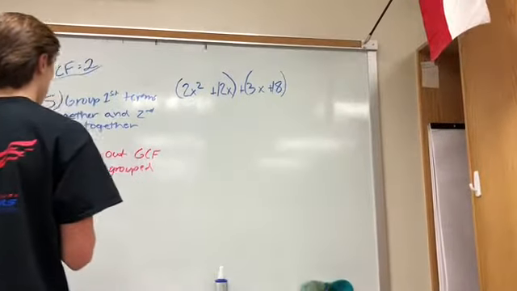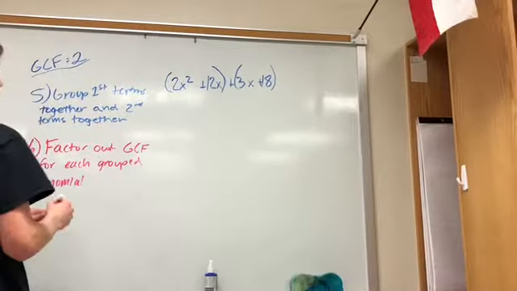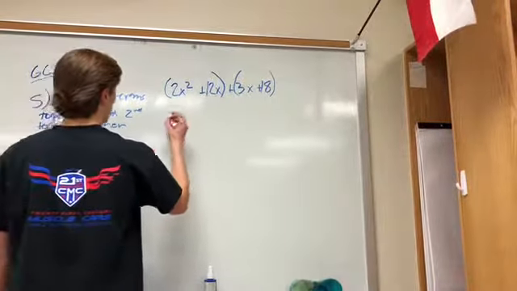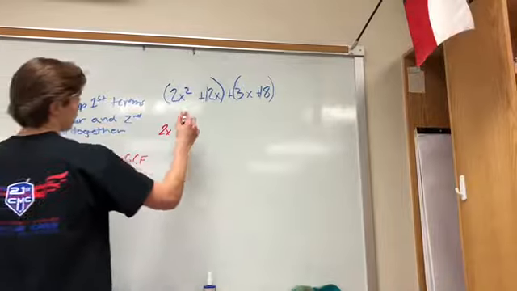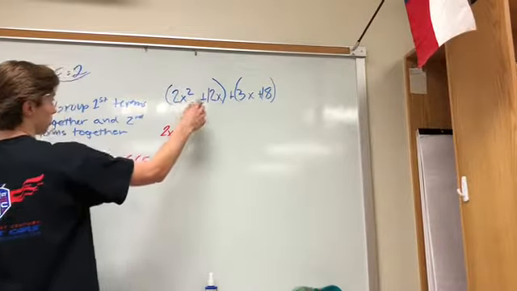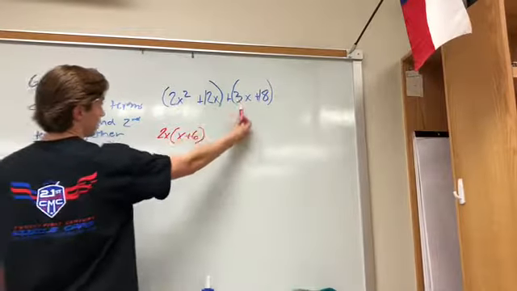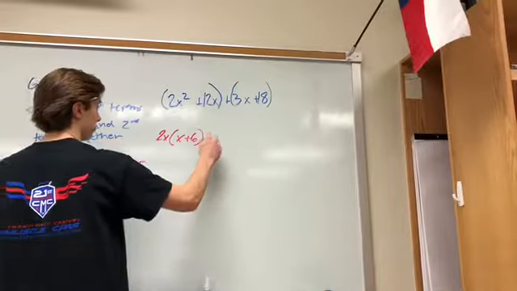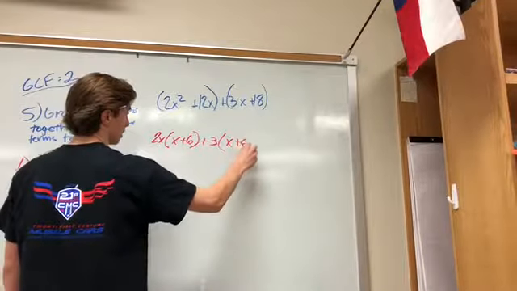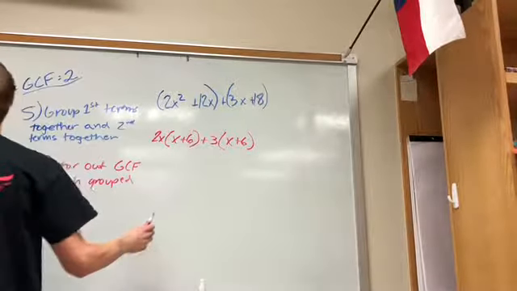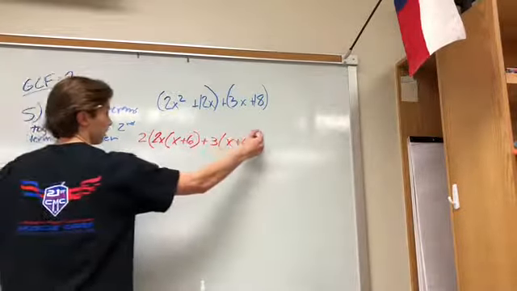So now we want to factor out the GCF for each grouped binomial. So just from looking at this, we can see that our GCF from it is 2x. So if we divide the 2x from both, it will be x plus 6. If we find the GCF out of this, the GCF would be 3. After we divide the 3, it would be x plus 6. But don't forget about your GCF from the very beginning, so you need to put the 2 in front of your full equation.